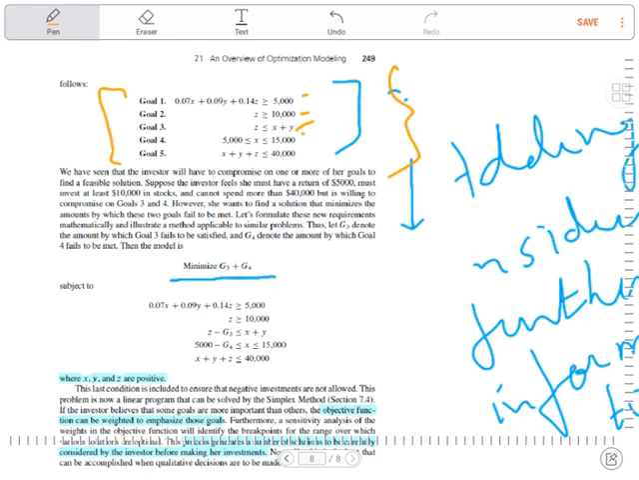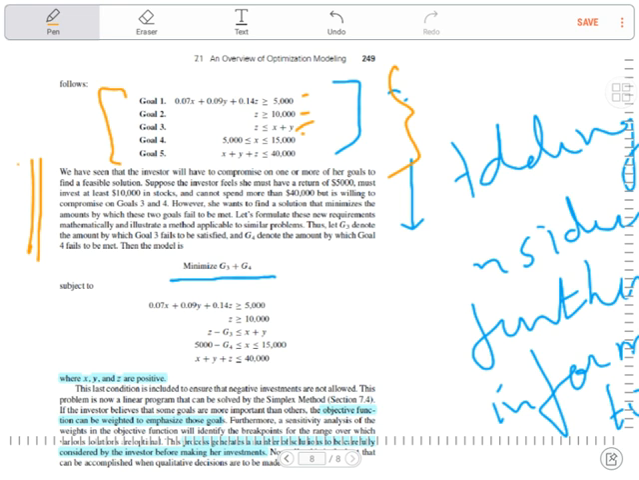Okay. So we have seen that the investor will have to compromise one or more of her goals to find a feasible solution. Now they are discussing various situations which can arise while she wants to optimize all her goals. Suppose the investor feels she must have a return of 5,000, must invest at least 10,000 in stocks and cannot spend more than 40,000, but is willing to compromise on goals 3 and 4. So this can be one case. However, she wants to find a solution that minimizes the amounts by which these two goals fail to be met.